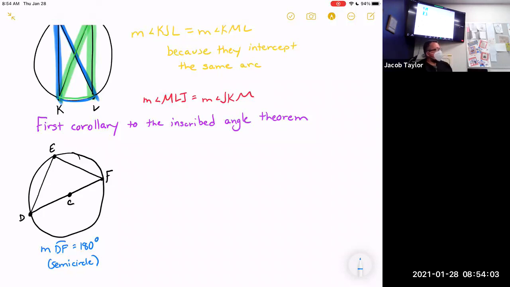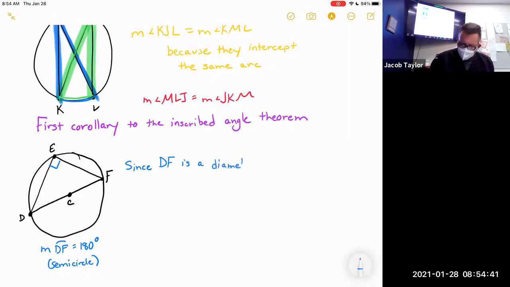You're exactly right. Can there be two triangles? There could be, yeah. I could draw another one on the other side. But my question is, how big is angle DEF? How do you know? The measure of the arc is 180, and 180 divided by 2 is 90. Yes. What I can say then is that because DF is a diameter, the inscribed angle that intercepts it must be 90 degrees.